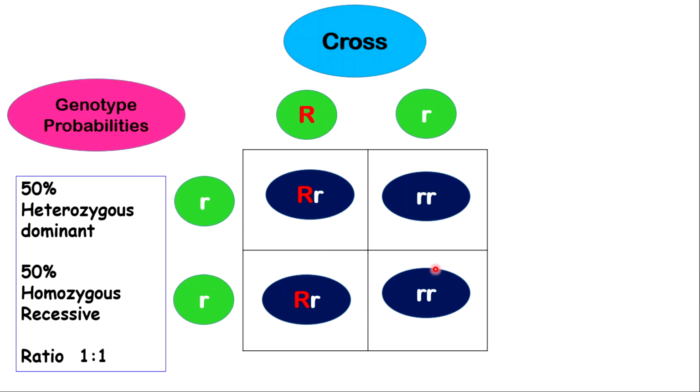Now the genotypes within the offspring will be heterozygous and homozygous recessive. Now we have 2 out of the 4 being heterozygous, which make it 50% heterozygous dominant. And we also have 2 out of the 4 being homozygous recessive, which means 50% homozygous recessive. It turns out to be a ratio of 1:1 or 2:2.